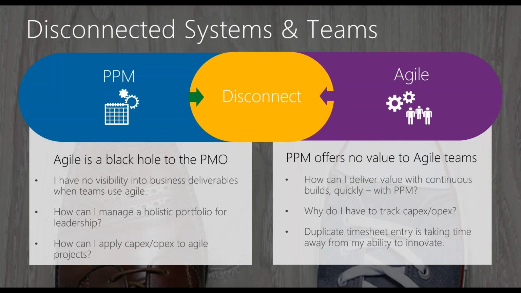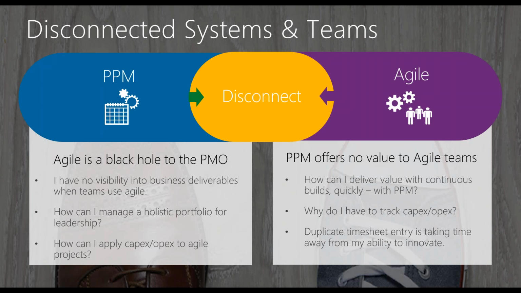Oftentimes, this creates a disconnection that we talked about earlier with the silos, where the traditional PPM is more of a governance-driven process led by the PMO in most cases, or a PMO type of role. And in some cases, the agile pieces that are spawned up at the team level can often be a black hole to the PMO, meaning they don't have the right visibility into what's going on with the Agile project, so they can provide visibility into those deliverables and provide a holistic portfolio tracking to leadership without a lot of manual intervention.